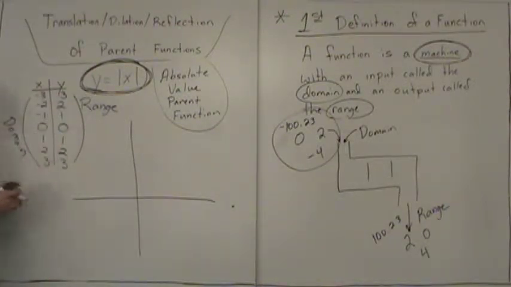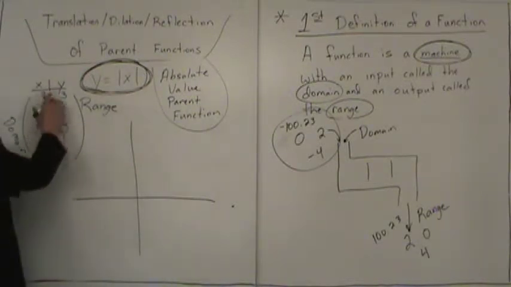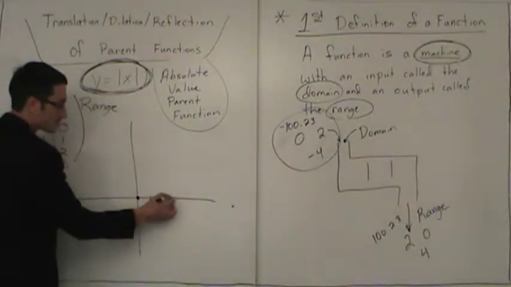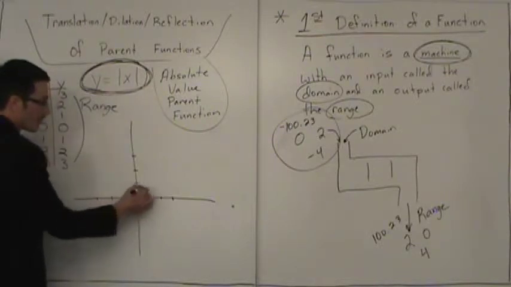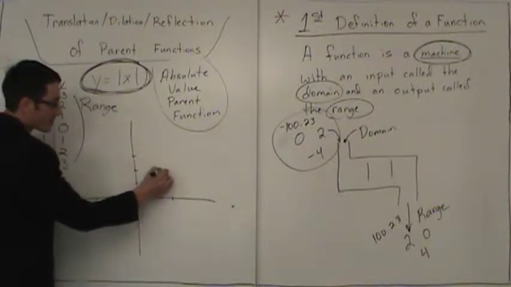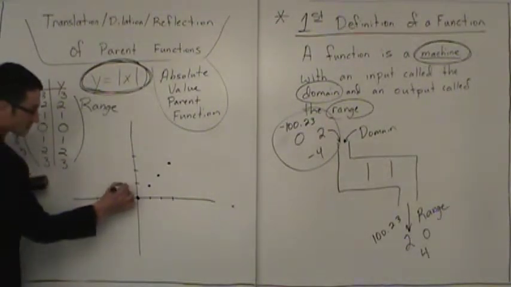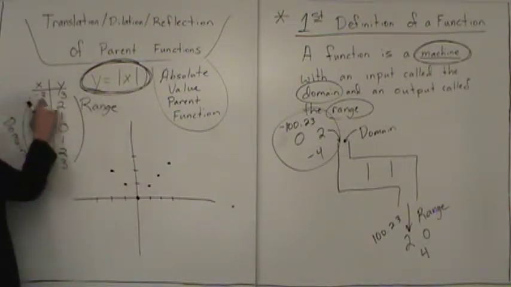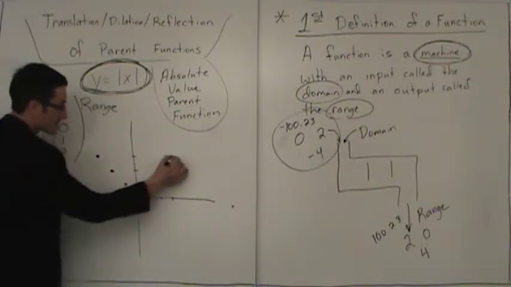And now, what have we just created? A list of ordered pairs. We can graph these points on the function. So we have the points what? 0, 0. 1, 1. 2, 2. 3, 3. What else? Negative 1, 1. Negative 2, 2, and what? Negative 3, 3. Okay, so we graph it, and we get this V shape.